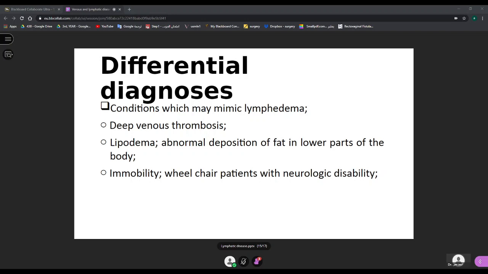Anything else? What about development of warts? Not only that, they can develop warts, and they can develop hyperkeratosis, which are small nodules on top of the swelling. Usually you don't get these warts, small nodules and hyperkeratosis in case of venous disease. Okay. Any other difference?